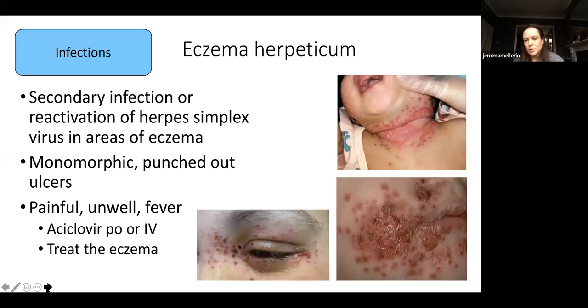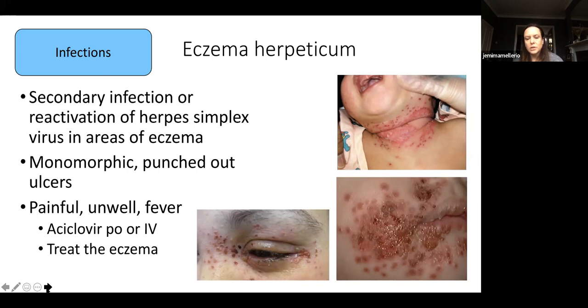And it can be quite localised or it can become much more generalised. And in more severe cases, children will be very unwell or have a temperature. It'll be very painful. And you will really worry when you get lesions around the eye that you may get involvement in the eyes. They may need to be checked by the ophthalmologist. Treatment would be with antiviral, so acyclovir usually orally or in a severe case intravenously.